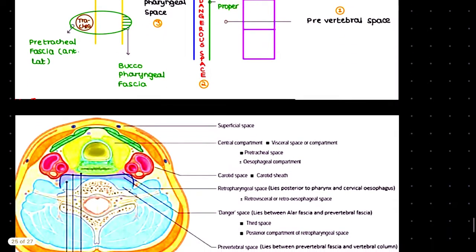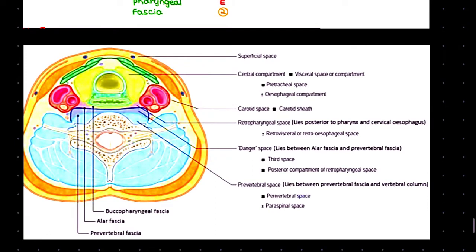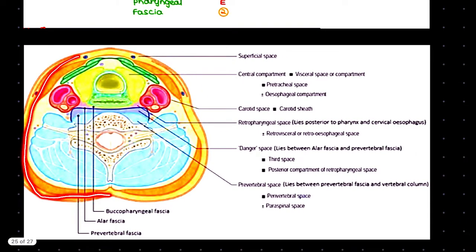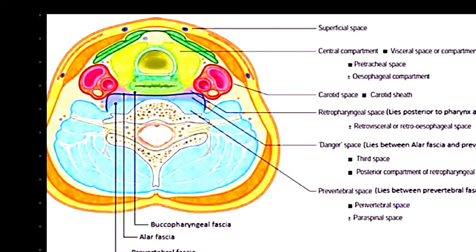Now again, just for our broad understanding, let's take this diagram. What is this? This is the superficial layer. Within this superficial layer we'll find one space, that is the superficial space. We haven't talked about this earlier, so this is the superficial space. Now let's move to this one.